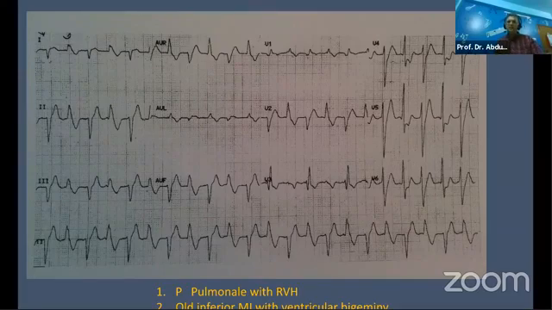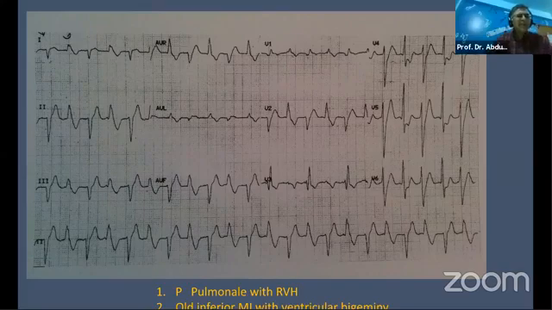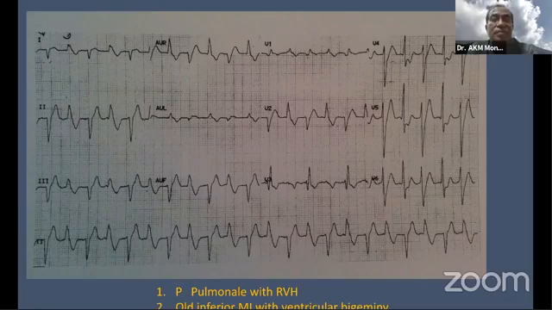Why right axis deviation? Is it dextrocardia? Is it right ventricular hypertrophy? Is it left posterior hemiblock? Now look at V1. There are positive waves, so it goes in favor of right ventricular hypertrophy. But the next beat doesn't have a P wave. It's rather bizarre, and it's wider than the previous one, and the T wave is on the other side.